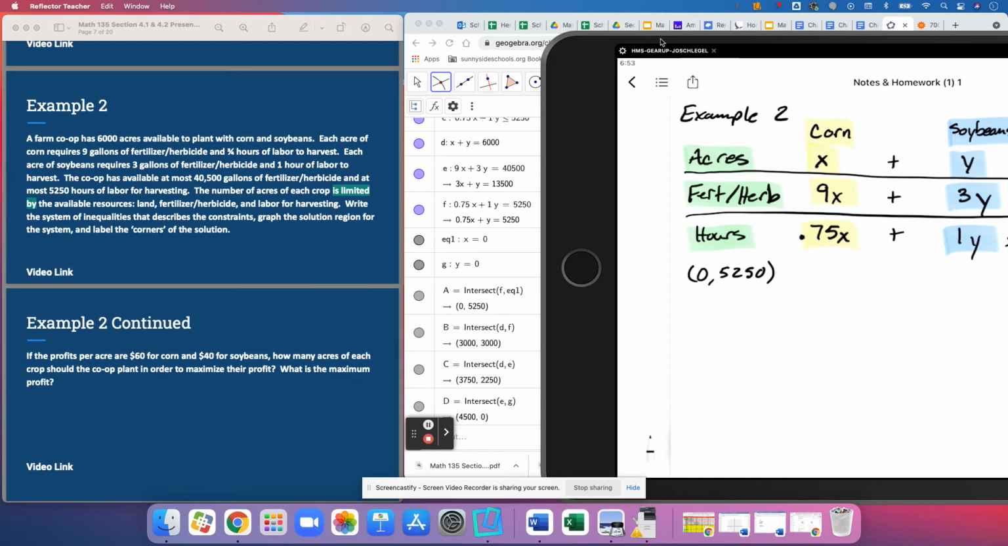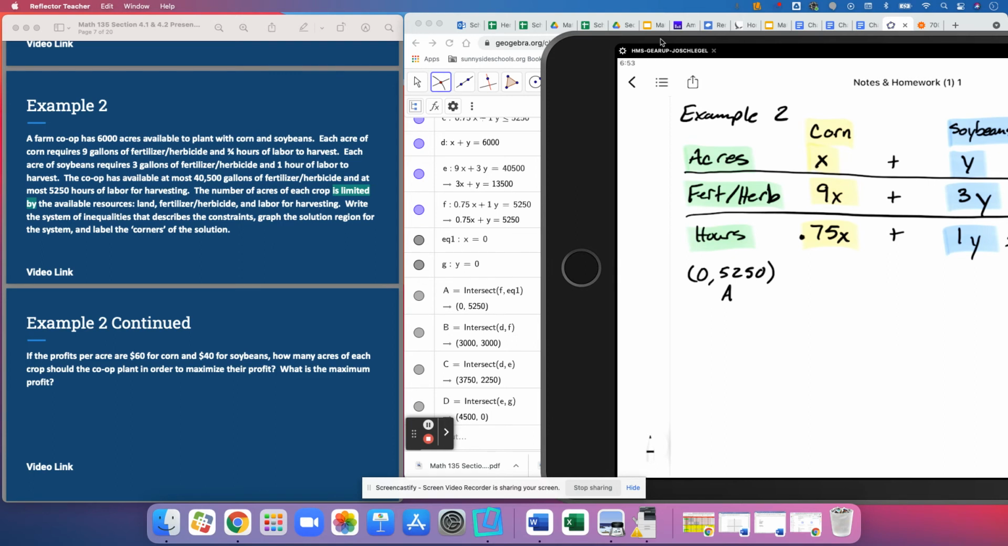You might be thinking to yourself, well, why don't they do all 6,000 acres with soybeans? The answer is because that's not a viable option. Because even though we have the acres, we are either lacking in fertilizer and herbicide or enough hours to be able to harvest that. So this is taking into consideration the acres, the fertilizer, and the hours. And if one of them is lacking, it limits the amount that we can plant. So we're going to call that option A, everyone.